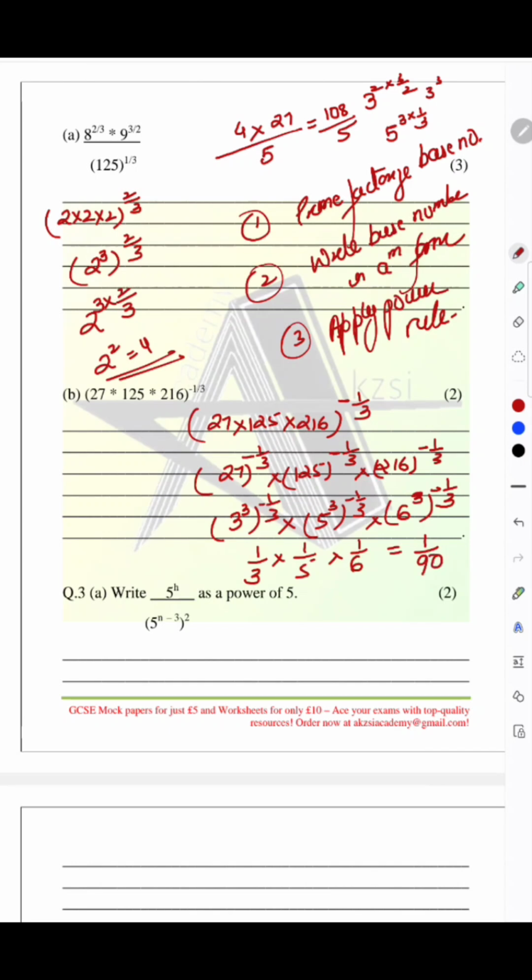Moving on to question number 3. Write 5 to the power of n over 5 to the power of n minus 3 whole squared as a power of 5. This is actually n, not h. It seems to be, it's n.